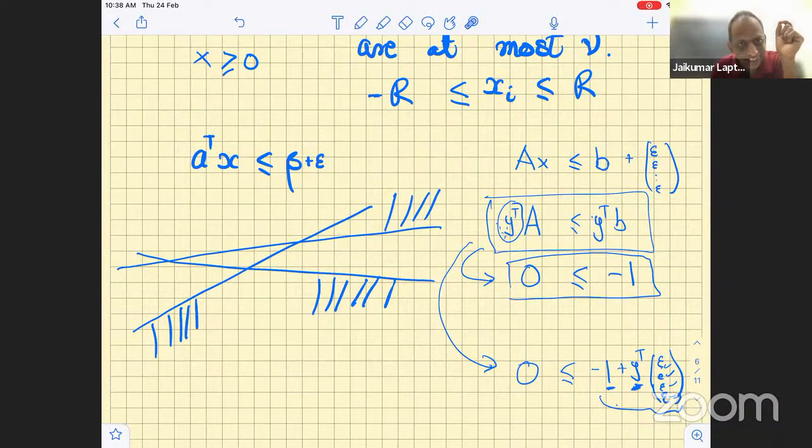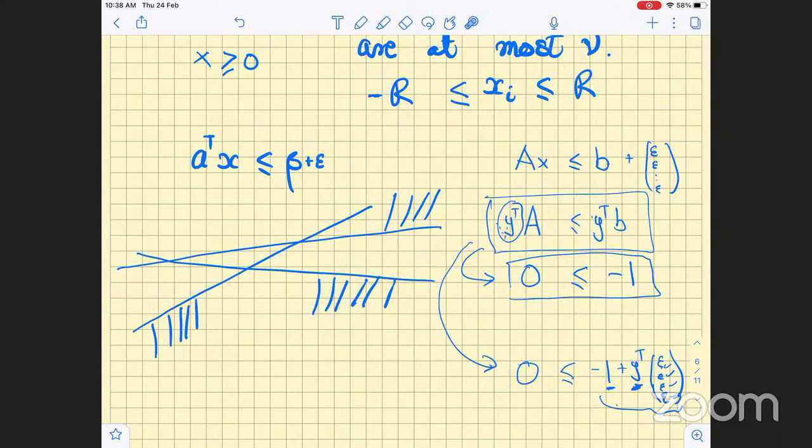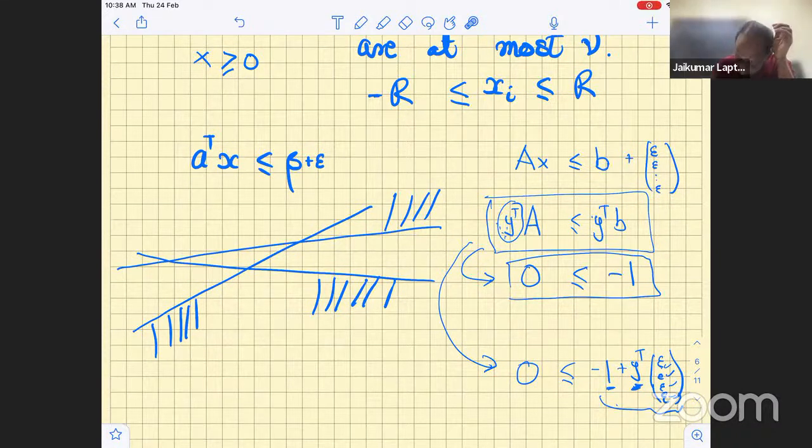Is the point clear? If we can find a y which witnesses the infeasibility of the original system, and we know that there is such a y, using that y, we can calibrate the epsilon so that the new system, even if these hyperplanes are shifted a little bit, will continue to be infeasible. And this epsilon, how do we, okay. So now the question is, how big can we make this epsilon?